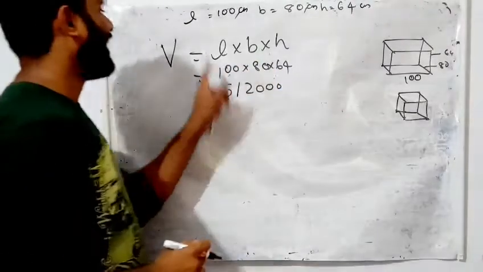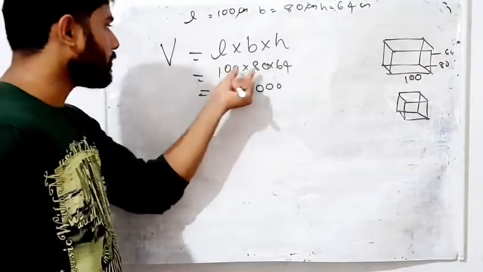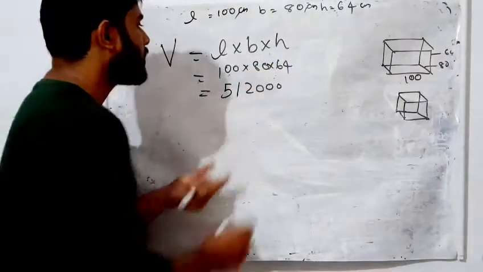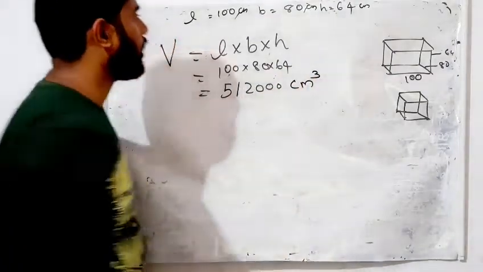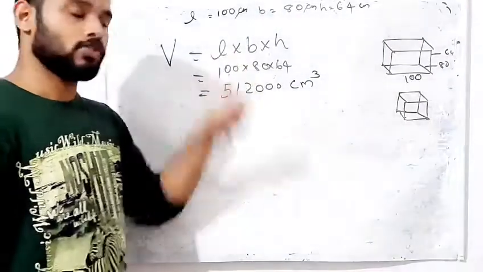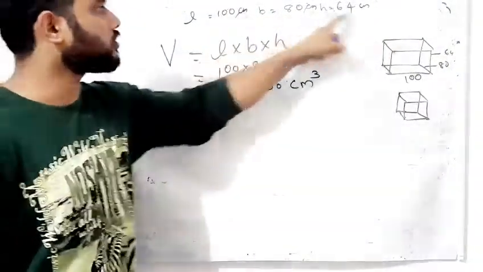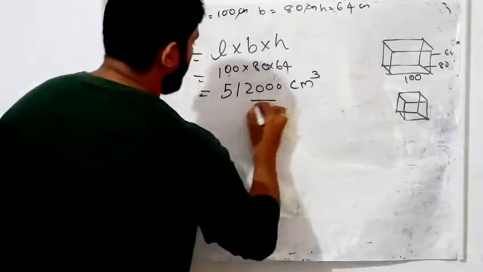So the volume of this cuboid is length into breadth into height. We already have 100 centimeter, 80 centimeter, 64 centimeter, that means centimeter into centimeter into centimeter, that will be cubic centimeter. If only 2 centimeters were there, we would get square centimeter. Now here 1, 2, 3 centimeters are there. That's why we got cubic centimeter. Clear? So we got the volume.